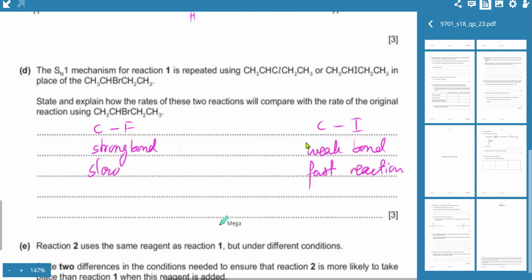I think they were not talking about C-F. They were actually talking about a C-Cl bond, a C-I bond, and a C-Br bond. So you have to put them in order. So ignore the F. Just compare C-Cl, C-Br, and C-I. C-I is going to have the fastest reaction. And actually, we can convert that into, so let's make it C-Cl. So C-Cl is going to have a strong bond and it's going to have a slow reaction.